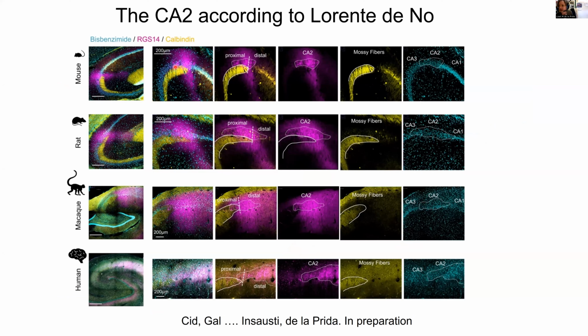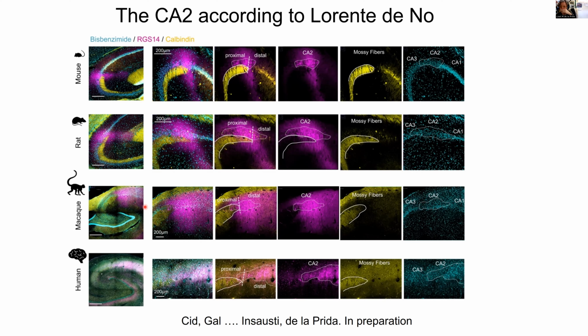So we decided, using RGS14, to examine mouse, rats, human, and monkeys. And here we teamed up with Ricardo Insausti, who will be talking just after me. The sections from monkey that I'm showing here, and from humans, were also collected by Ricardo, who also collected this material from humans with very careful perfusion strategies to preserve the immunoreactivity.